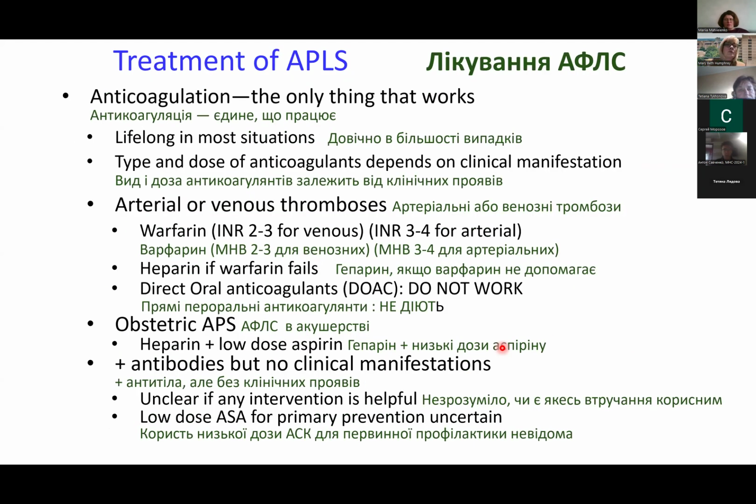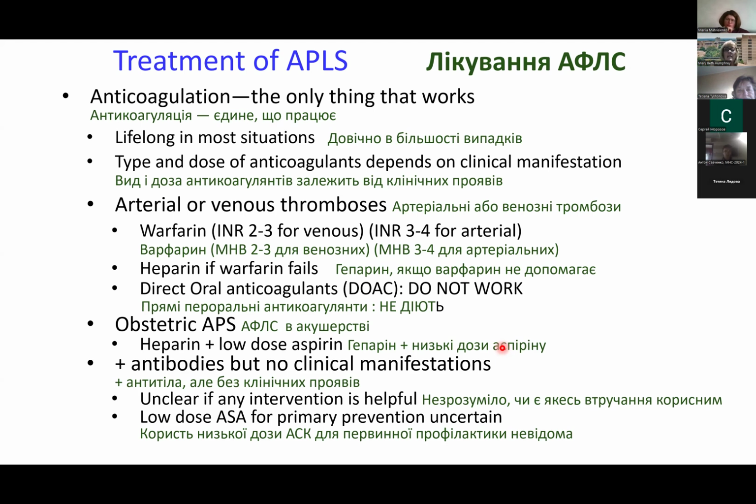Okay, so what are the treatments that we use for antiphospholipid syndrome? It's really anticoagulation is the only thing that works. And unfortunately, this is lifelong in most patients. So once they go on anticoagulation, they need to stay on anticoagulation. The type and dose of anticoagulation depends on the clinical manifestations.